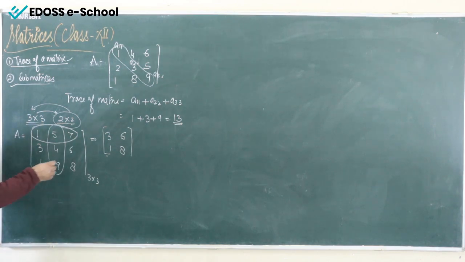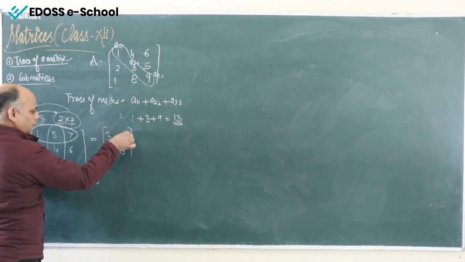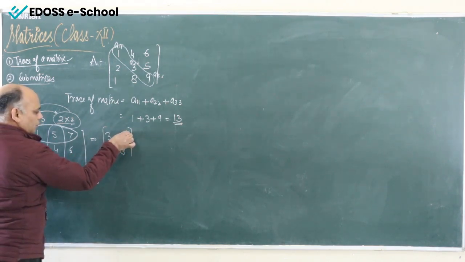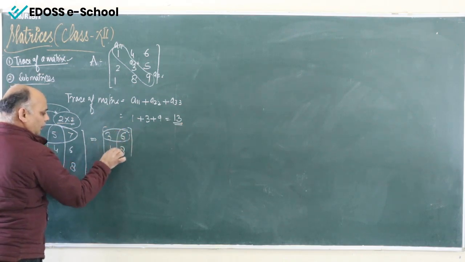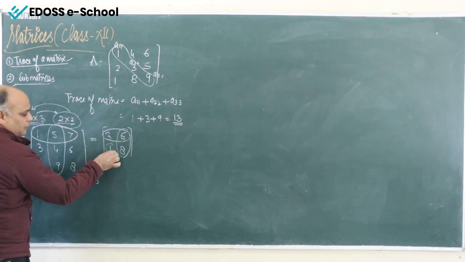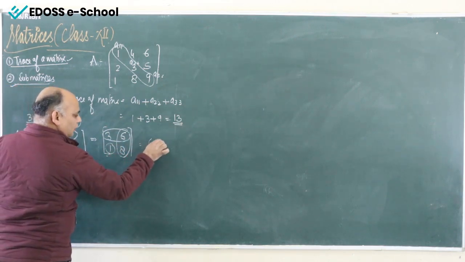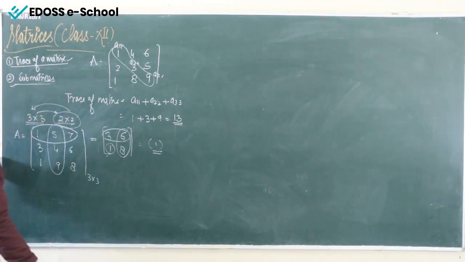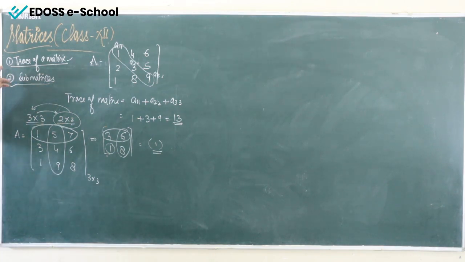Suppose I again omit this row and this column, 3, 6, 8, then the remaining will be equal to 1. This 1 is also a submatrix. So this was about the trace of a matrix and submatrices.